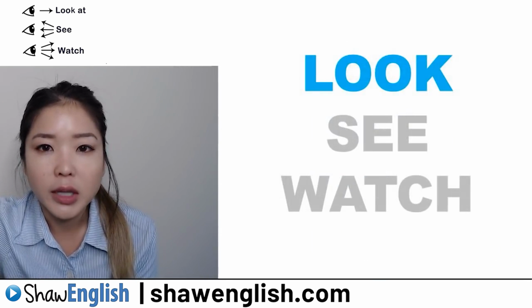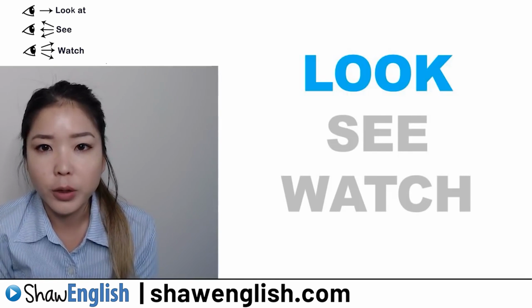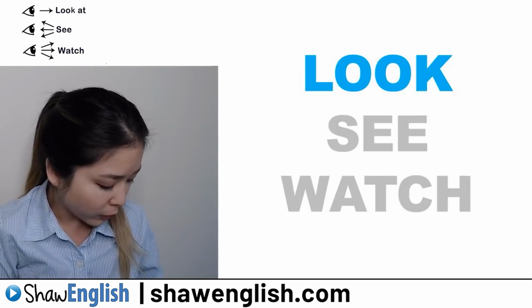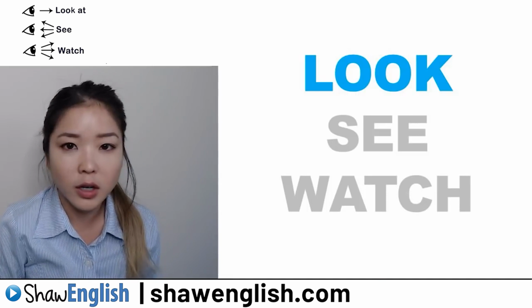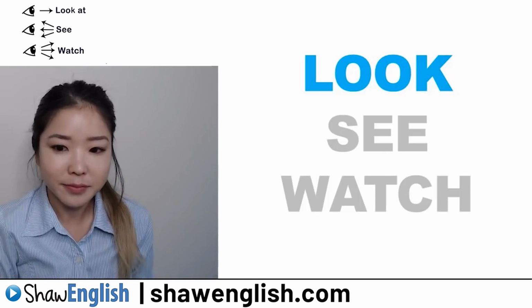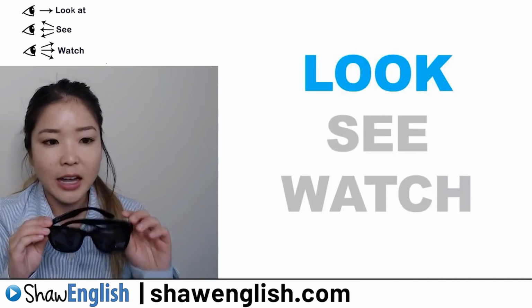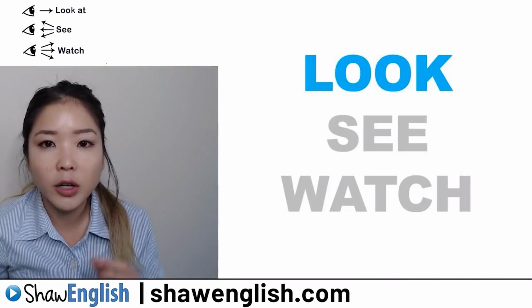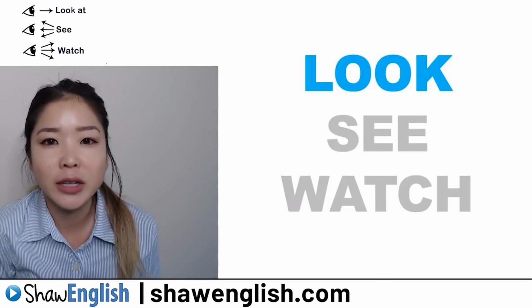Let's start with the verb look. So, when we look at something, we direct our eyes toward it. We move our eyes toward something and we pay attention to it. Okay, so for example, look at this. Or look at this. Okay, how about look at this? I want you to look at it. I want you to direct your eyes, move your eyes toward it, and pay attention to it.